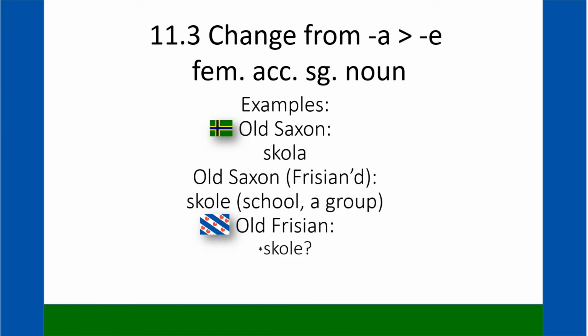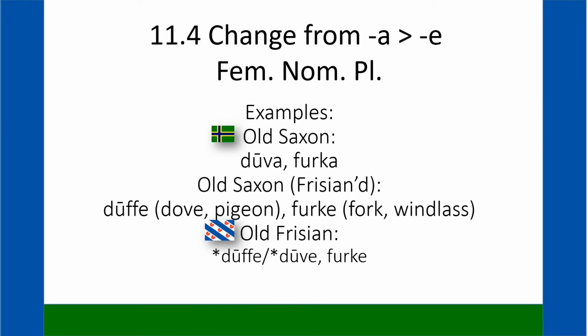This also applied to feminine nouns in the accusative singular. So, for example, we have in Old Saxon skola, to Frisianized Old Saxon skole, to Old Frisian skole. We also see this change in feminine nouns in the nominative plural. For example, in Old Saxon, we have duva, firka. In Frisianized Old Saxon, we have duffe, firke. And then we have, in Old Frisian, a few reconstructions here, duffe, duve, and then firke. So that's something to bear in mind.